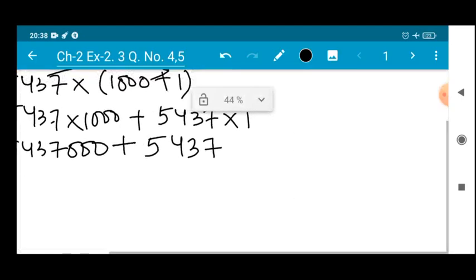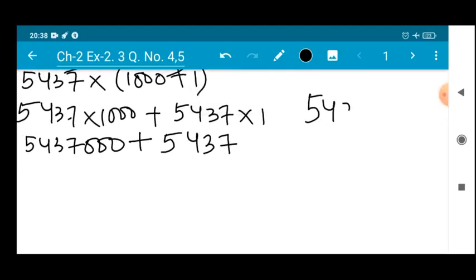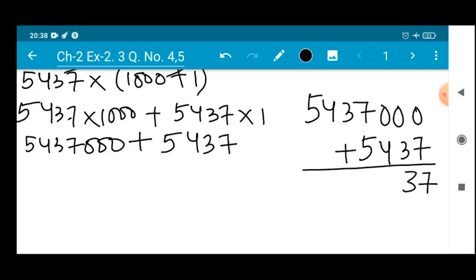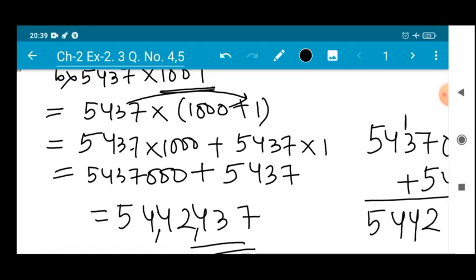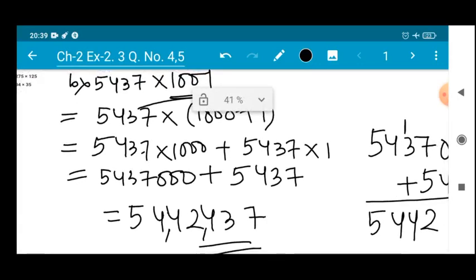Now when you add this, you'll get 5437000 and 5437. When you add this, you'll get 7, 3 here, 4 here. 7 plus 5 is 12, 1 in hand, 3 plus 1 is 4, and 4, 5. The answer is 5,442,437. I hope this is a clear idea. So using the distributive property, you will get the answer.